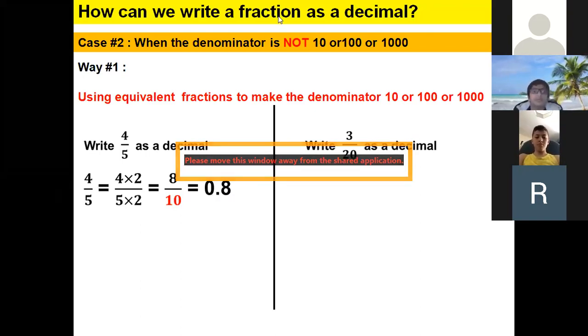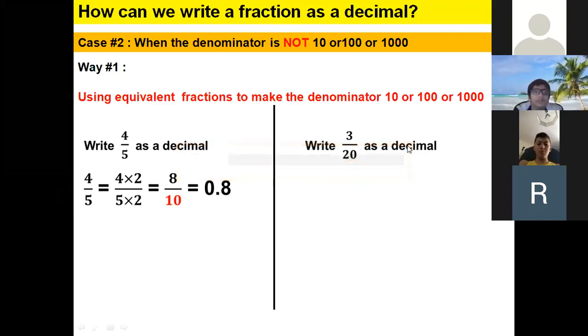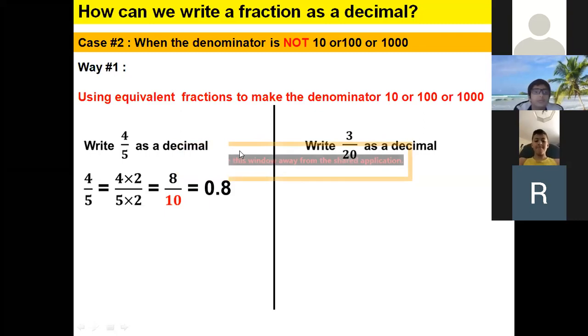Thank you, Lean. The other one, 3 over 20. We need to write 3 over 20 as a decimal. Who can tell me how we can write an equivalent fraction for this one? Hamza Al-Faqih.